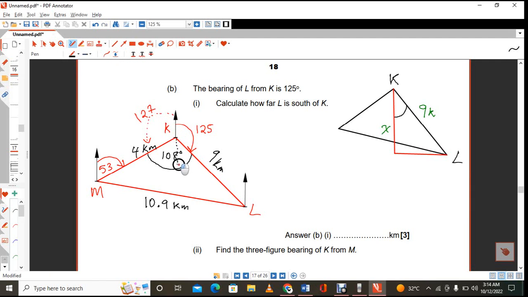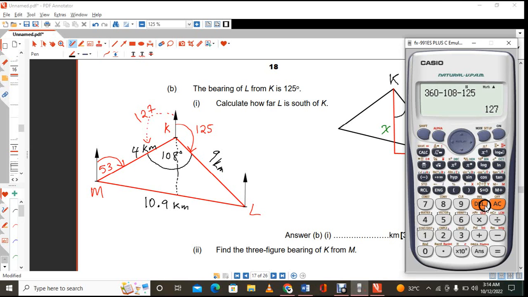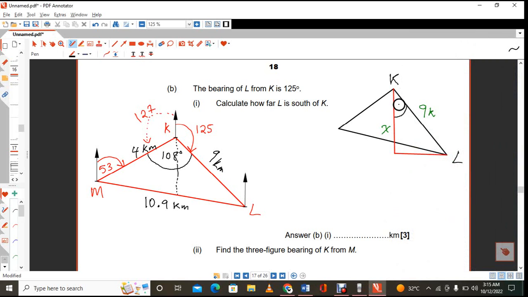Just to get my dotted line in there. So that angle there, if the whole thing is 125, the other one coming up there is 125, then this angle here should be 180 take away 125. So 180 take away 125. So that angle there is 55. So this angle is 55.